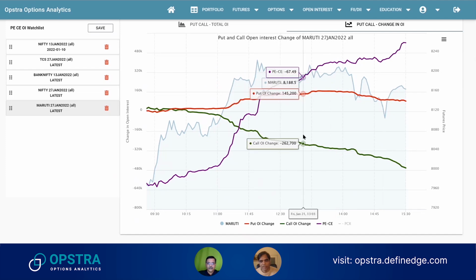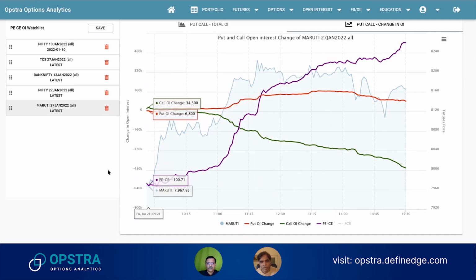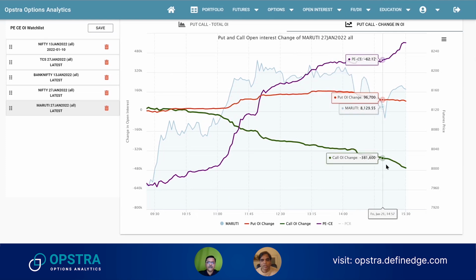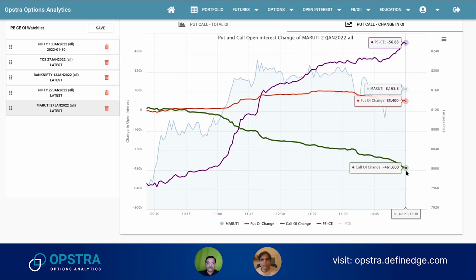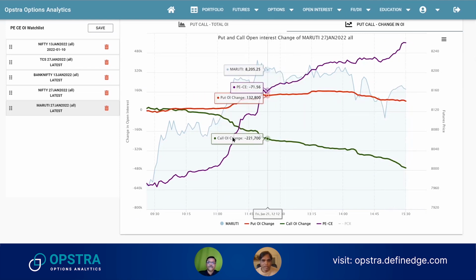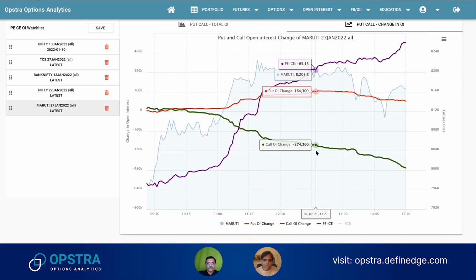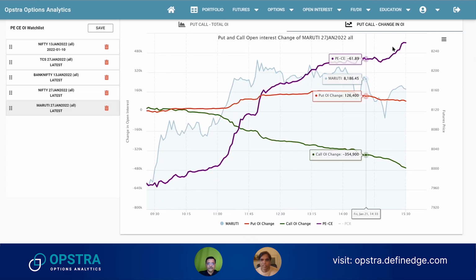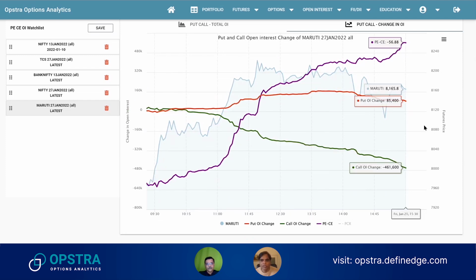In fact, this is the difference, another example. What I was saying, the red line is not rising, though the green line is falling, which means Maruti was having support, but it was not rising. That's why Maruti did not rise much in the second half, because the red line was not rising. And the green line is falling because there's short covering in call options. People who have shorted are covering, so it's kind of bullish, right? And that's exactly what we see with this PE minus CE.